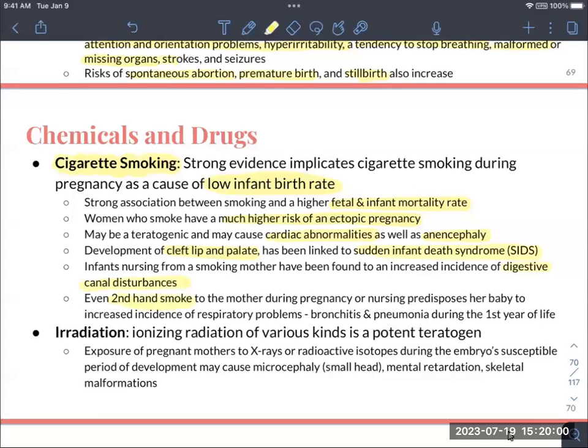Secondhand smoke during pregnancy or nursing can increase the risk of respiratory problems, bronchitis, pneumonia in that first year of life, asthma. My father used to smoke while my mother was pregnant with me. I had really, really severe asthma most of my childhood into my early adult life because of this.